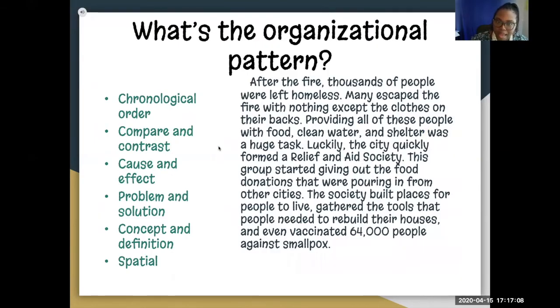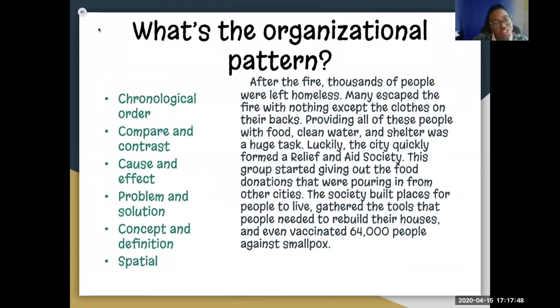What's the organizational pattern? After the fire, thousands of people were left homeless. Many escaped the fire with nothing except the clothes on their backs. Providing all of these people with food, clean water, and shelter was a huge task. Luckily, the city quickly formed a relief and aid society. This group started giving out the food donations that were pouring in from other cities. The society built places for people to live, gathered the tools that people needed to rebuild their houses, and even vaccinated 64,000 people against smallpox.